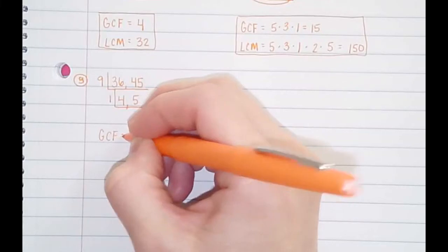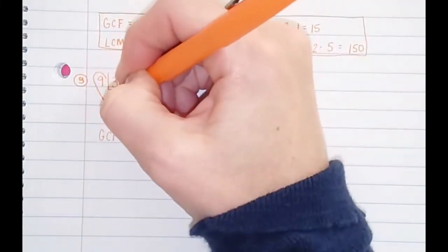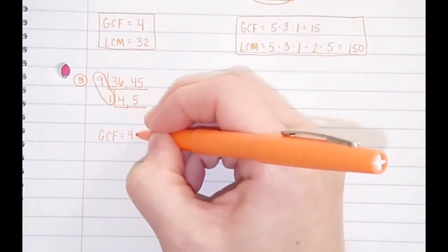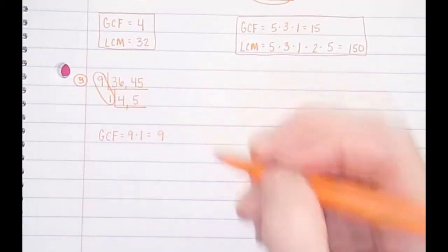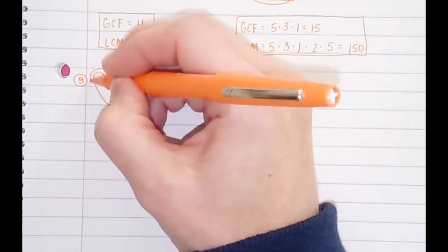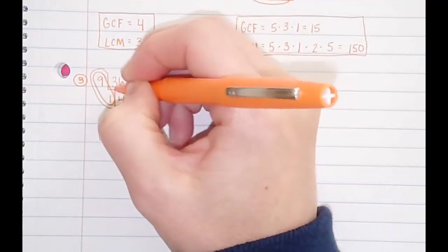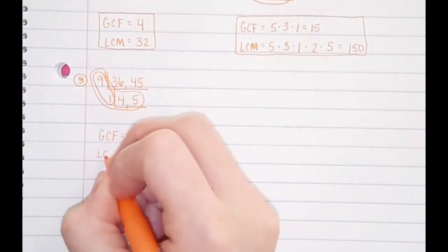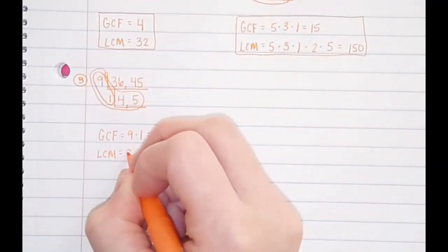And then my LCM would be 9 times 1 times 4 times 5. If I multiply those out, I'm going to get 180.